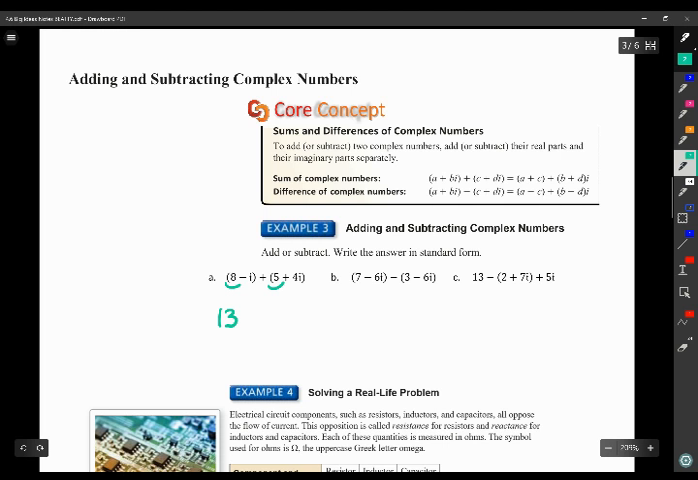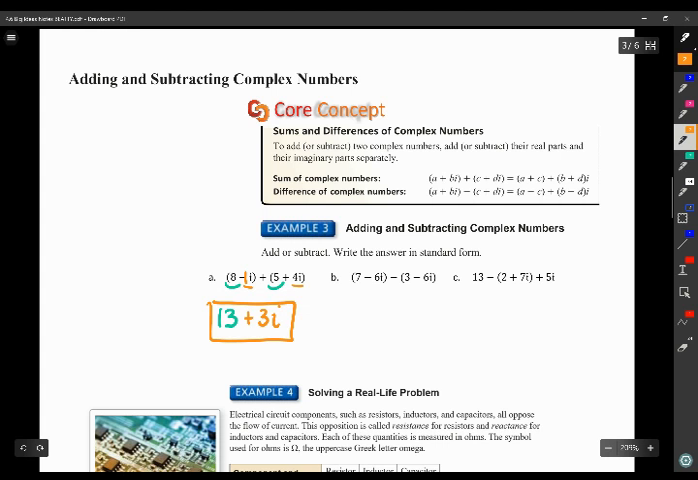And then imaginary to imaginary. So this is like a -1 in front. So if there's not a number, remember there's a 1. So -1i plus 4i, which would make positive 3i. And this is my solution.